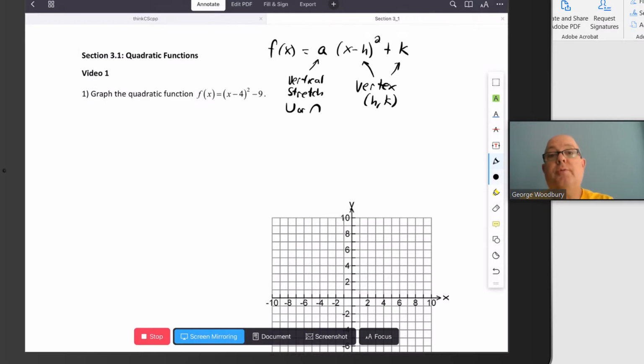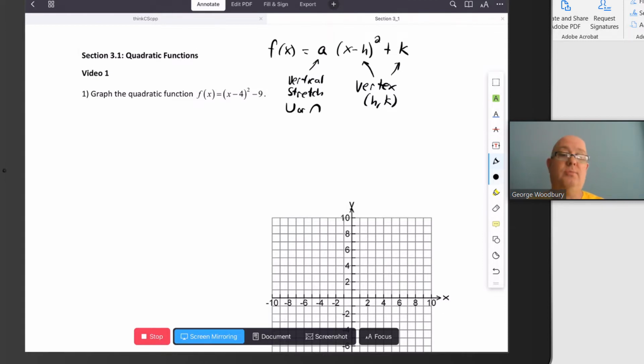Hi, I'm George Woodbury from College of the Sequoias in Visalia, California, and in this video we're going to graph parabolas, quadratic functions that are of this HK form. So f of x equals a times the quantity x minus h squared plus k.